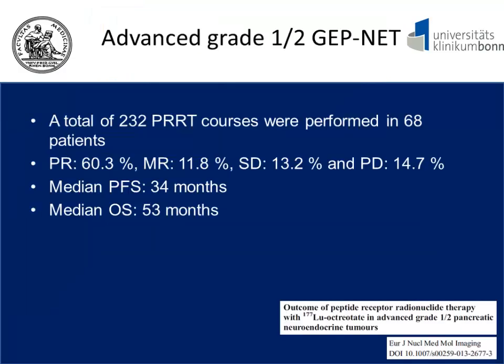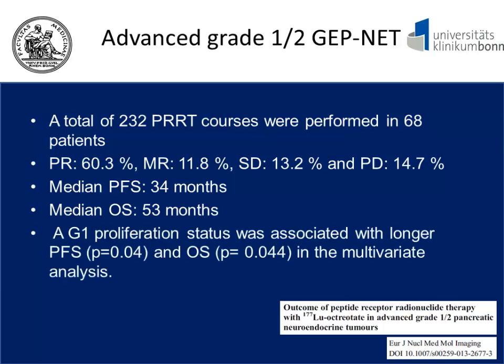What about advanced grade 1-2 gastroenteropancreatic NET? It is a newly published study from our group. A total of 232 radiopeptide therapy courses were performed for 68 patients. We achieved a partial response in 60%, minor response 12%, stable disease 13%, and progressive disease 14%. The median progression-free survival was 34 months, and the median overall survival was 53 months.